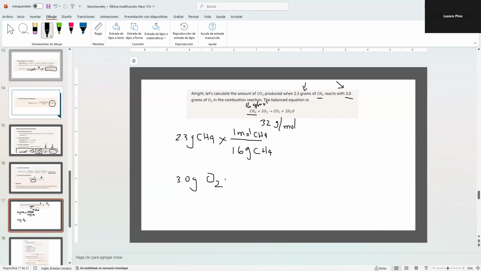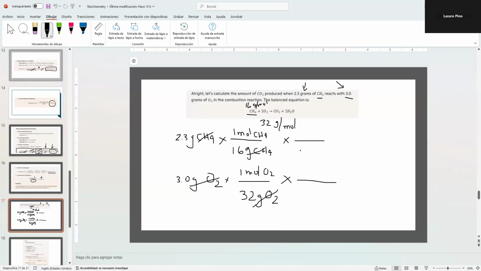In this case, you say, oh, 1 mole of dioxygen is 32 grams of dioxygen. In this way, you can cancel grams with grams and grams with grams, and you have the answer now in moles of methane and moles of dioxygen. Later, you do the calculation from mole to mole using the ratios in the question.